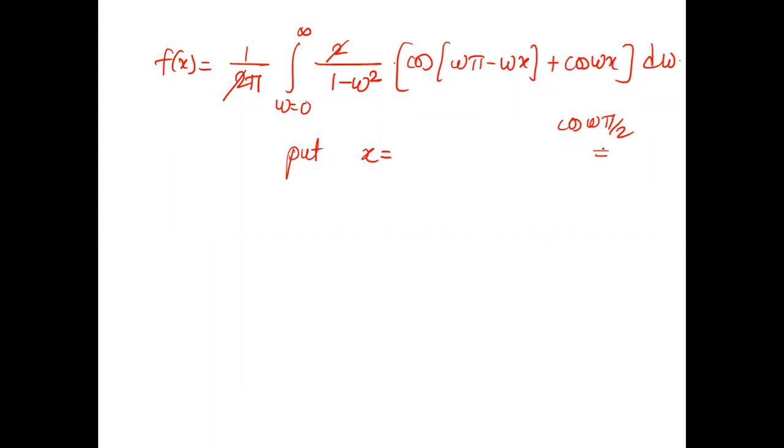Pi by 2. Okay, can you just check for that? Pi by 2. Omega pi minus omega pi by 2, that is pi minus pi by 2, which is pi by 2. So it is omega pi by 2. And here it is also pi by 2, so it is cos omega pi by 2. So they can just get added together.